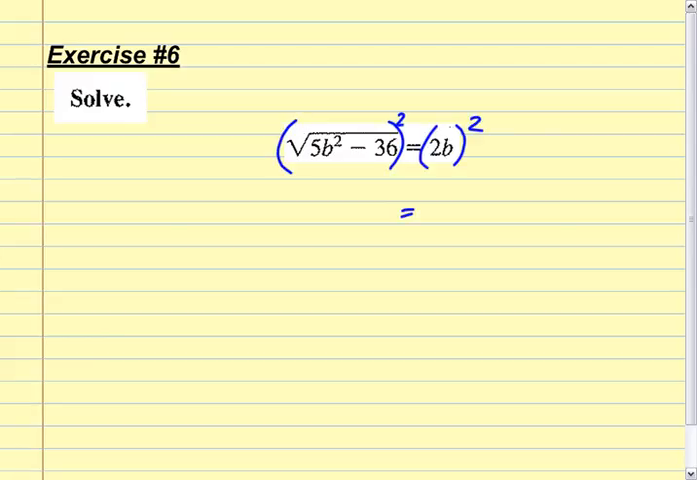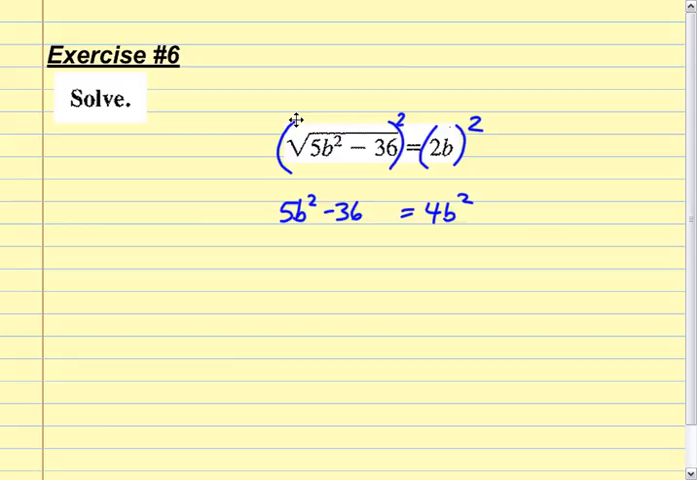Maddie, can you tell me, what do I have on the left side? 5b squared minus 36. And can you tell me what I have on the right side? I'm sorry? Not 2b squared. Exactly, because we're going to square the number also. So 4b squared. Okay? Now, where do I want to go from here, Miller?